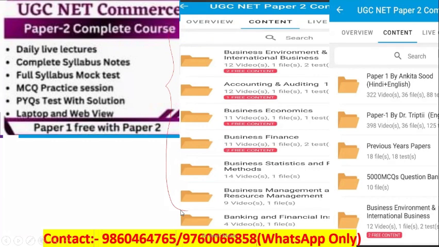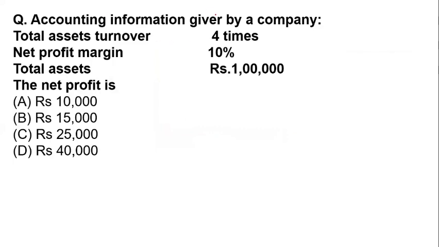So let's start with our first question. The accounting information given by the company is that the total asset turnover is 4 times, net profit margin is 10% and total asset is 1 lakh. So what is the net profit for this question?